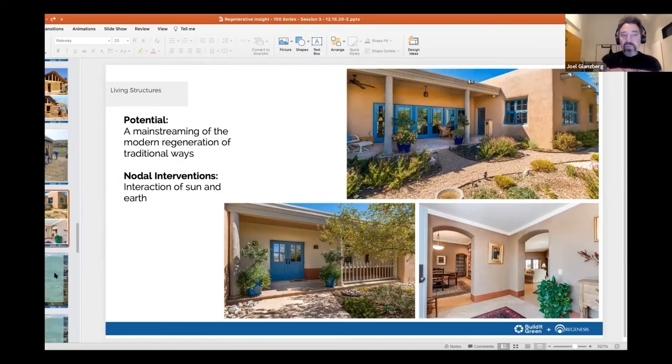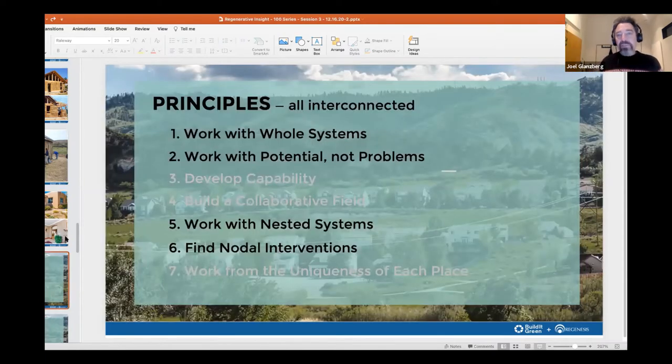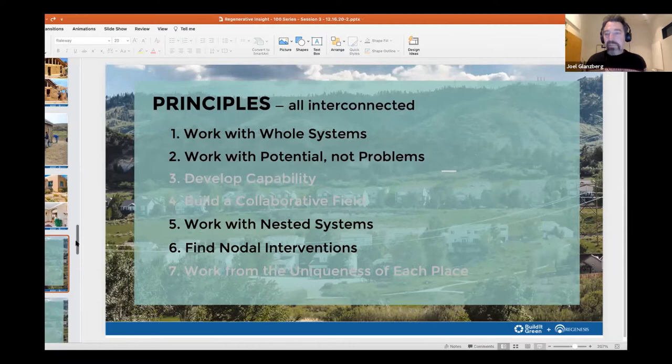And so the potential we were seeing was mainstreaming of modern regeneration of traditional ways. And the nodal intervention had to do with this interaction of sun and earth and those traditional ways of building integrated into modern ways of working on structures, creating ways of holding up the roof. So I hope these three examples gave you ideas of what it is that people love about places, giving you the key to the potential.